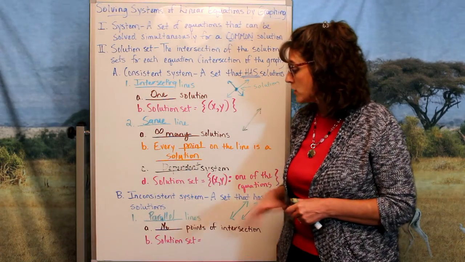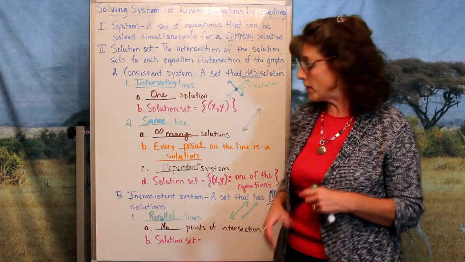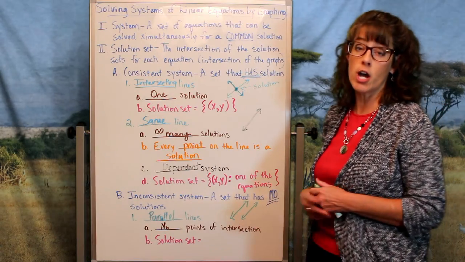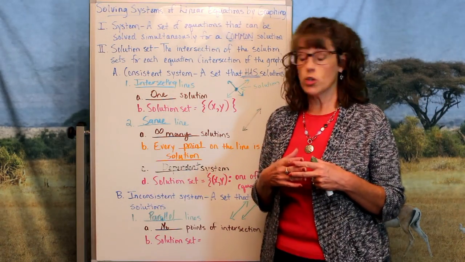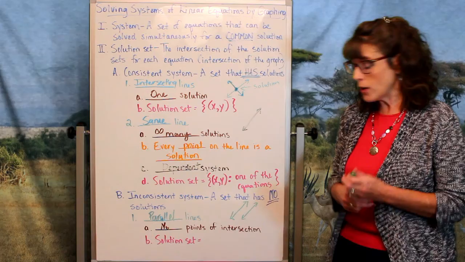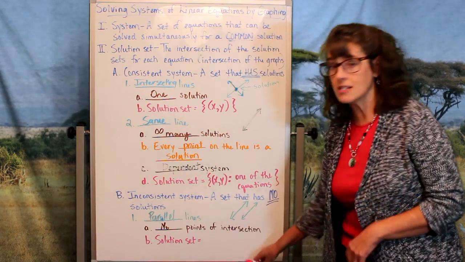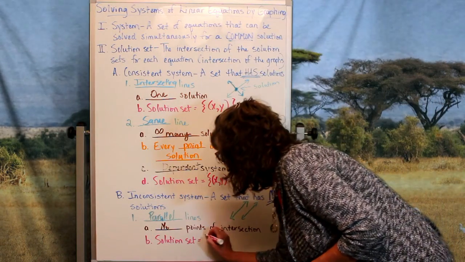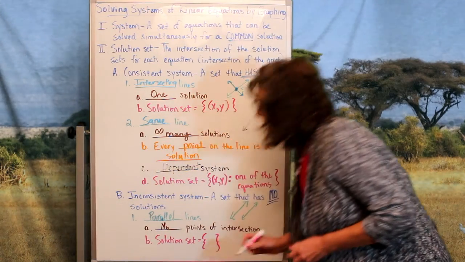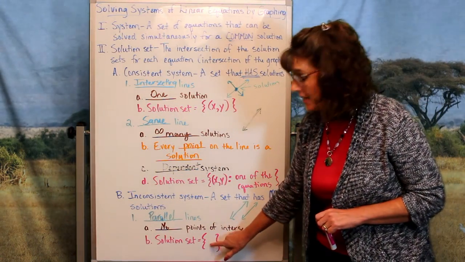And so every time you have an inconsistent system, that will always mean parallel lines. That's the only way to not have any points of intersection on your lines. But here again, how do we express that solution set? Well, remember, the braces mean set, and I've got to figure out what I'm going to put in here.